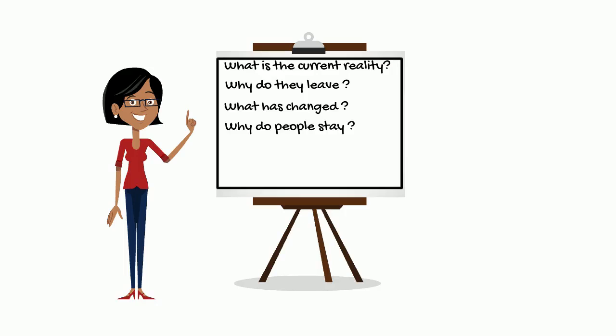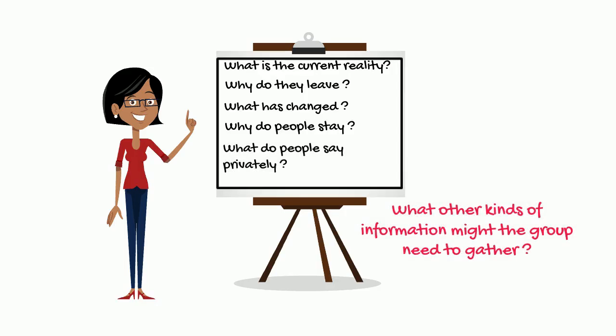Why do people stay? What do people say privately that they might not say publicly? And what other kinds of information might the group need to gather before it can reach a final recommendation?